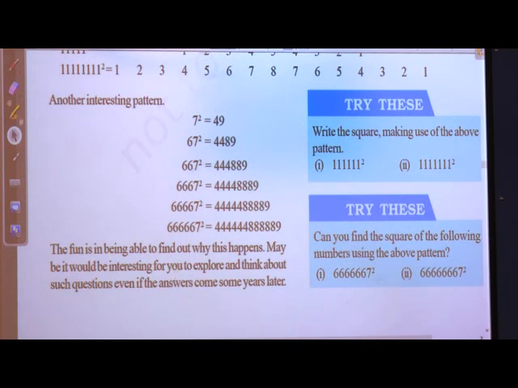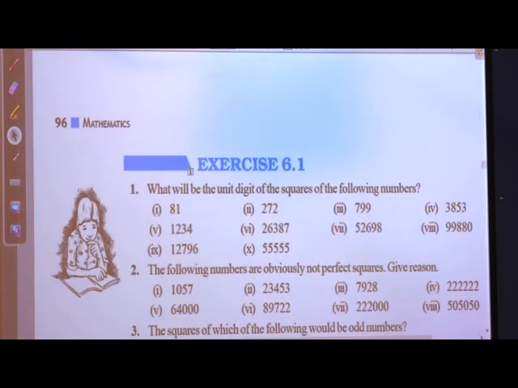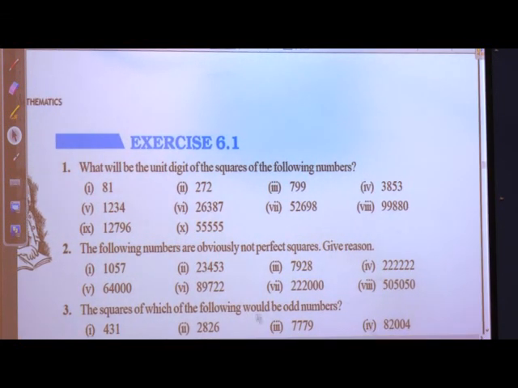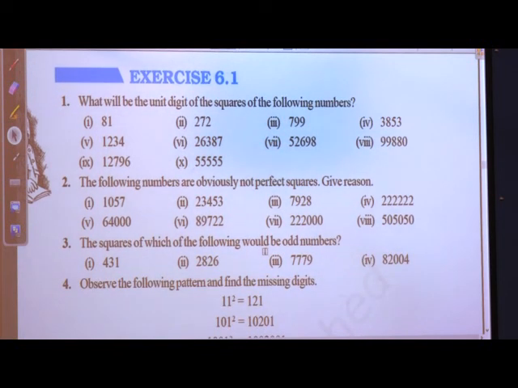Proceeding further, let us start with exercise 6.1. What is the exercise? What will be the unit digit of the squares of the following numbers? Please understand the question carefully. What will be the unit digit of the squares of the following numbers?